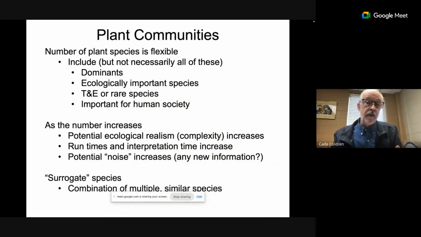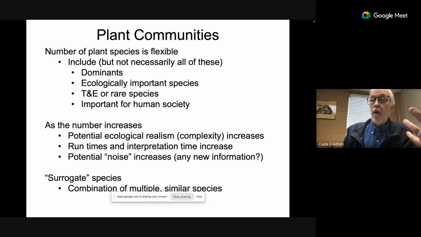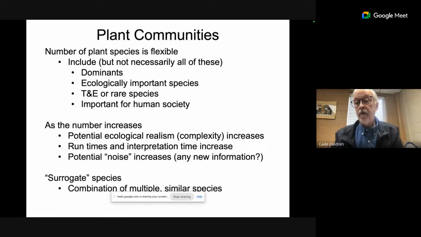As far as the plant communities are concerned, how many species we bring in is flexible. Generally, or almost always, we bring in whatever the dominant species are. Typically, we will bring in anything that's ecologically important. If there's something that's threatened and endangered, or a rare species of concern, we will bring it in. And often we'll bring in plants that are important for human society. And I'll show you a couple of those in a moment.